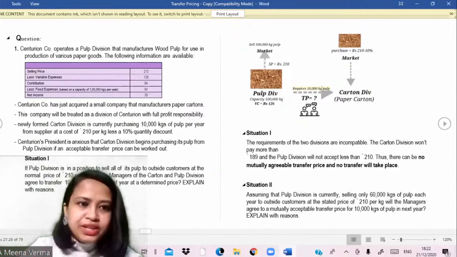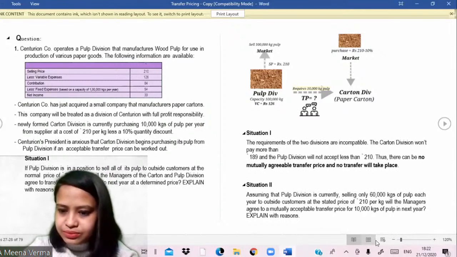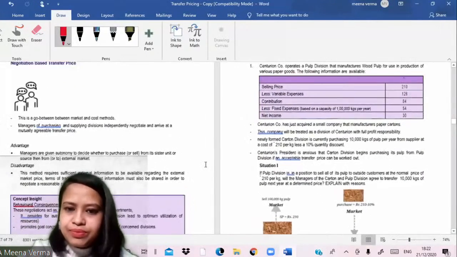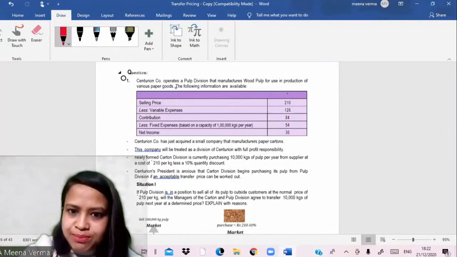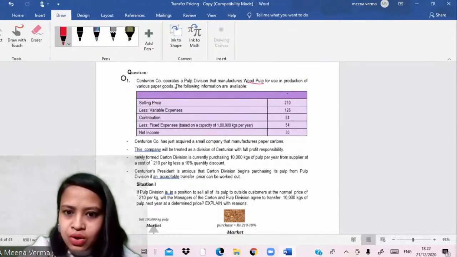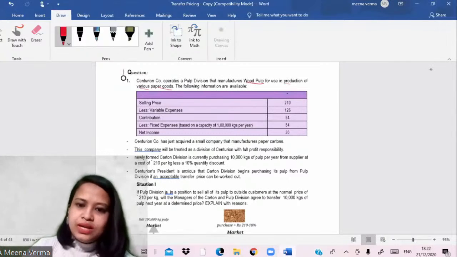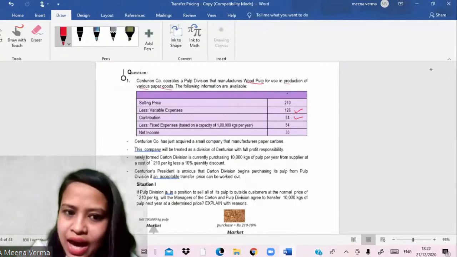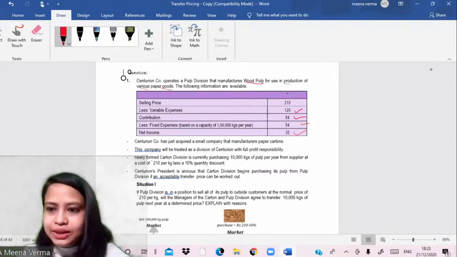Centurion company operates a pulp division. We have a company, it operates a pulp division that manufactures wood pulp for use in production of various paper goods. The following information is available to us. Selling price is given, variable expenses given, we have the contribution, we have fixed expenses, and we have net income.